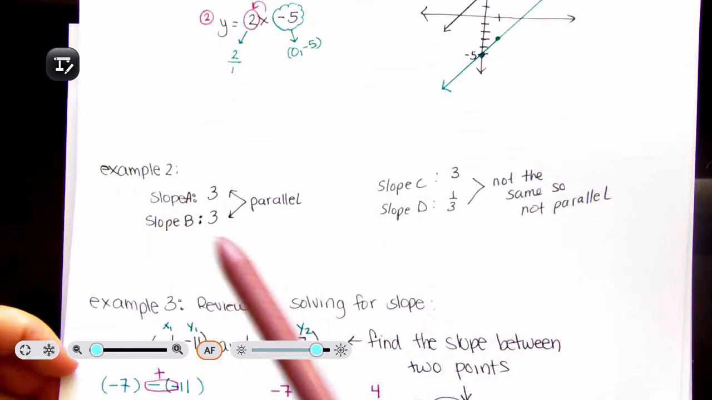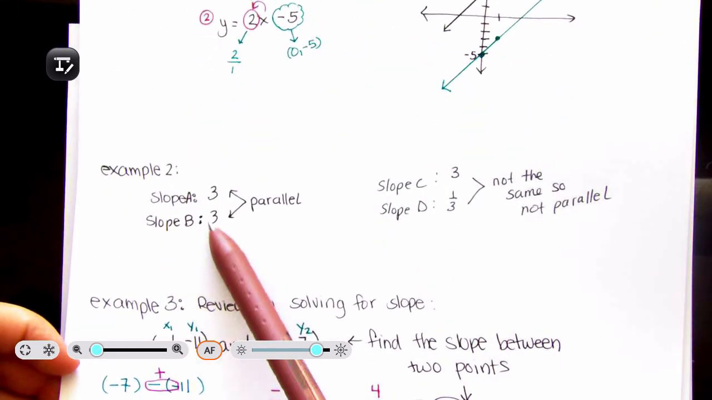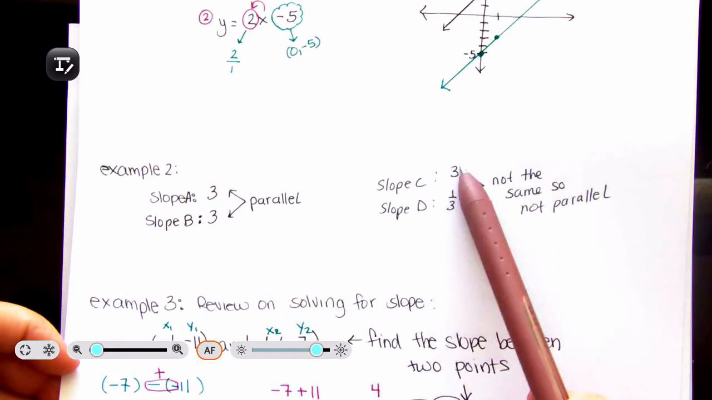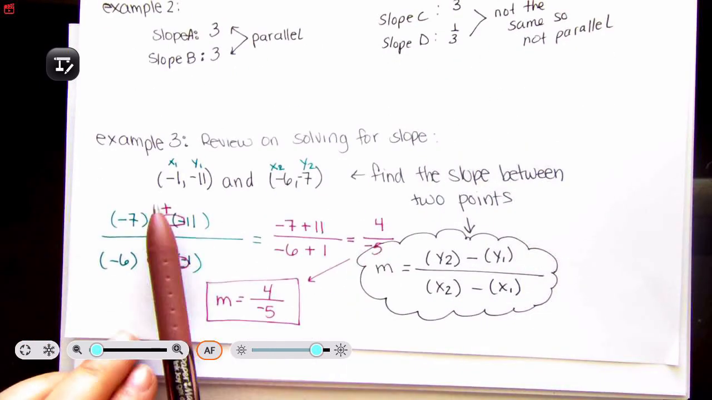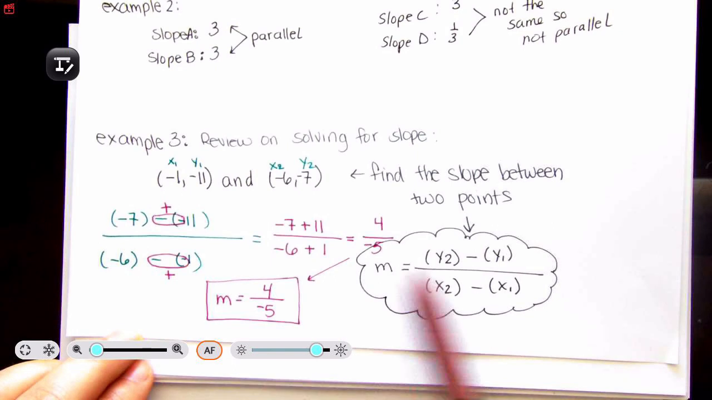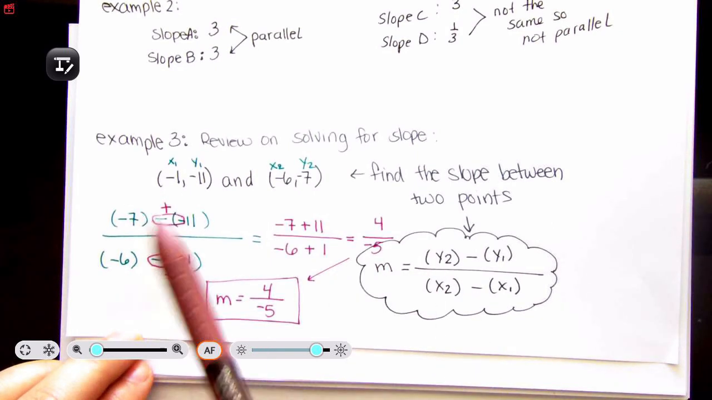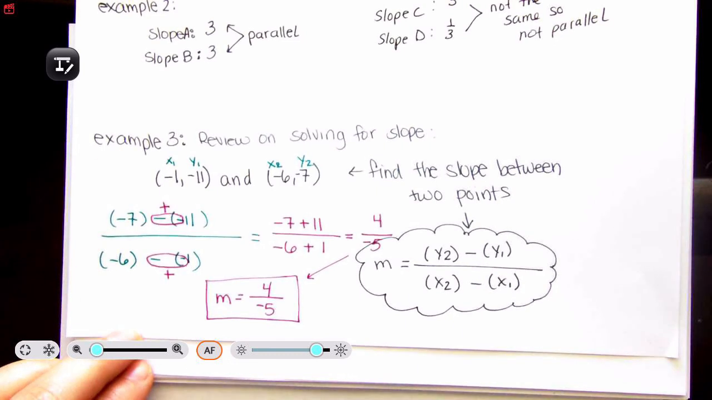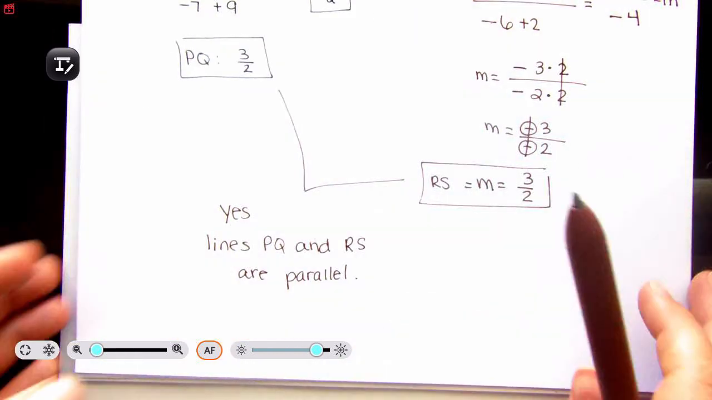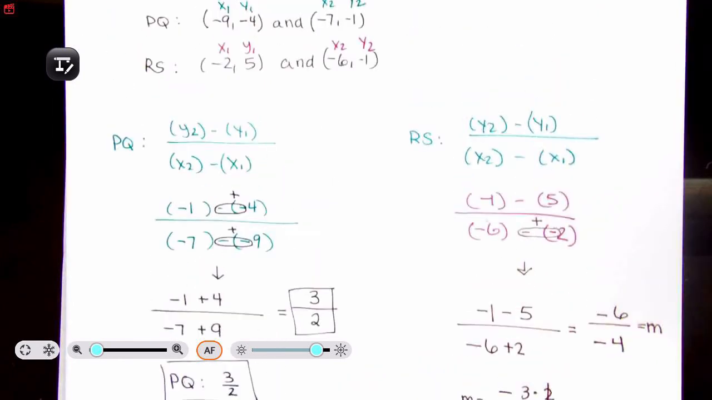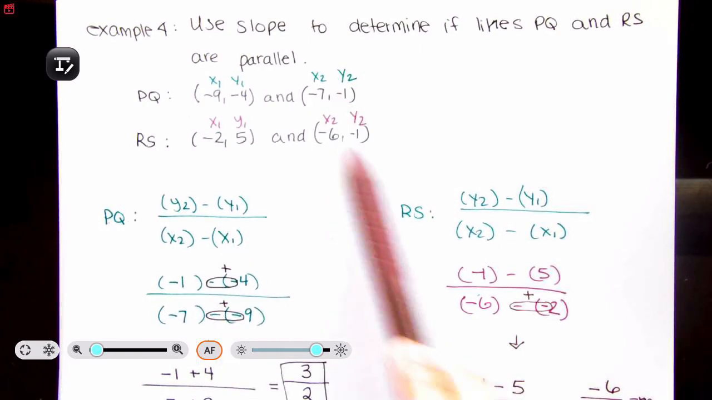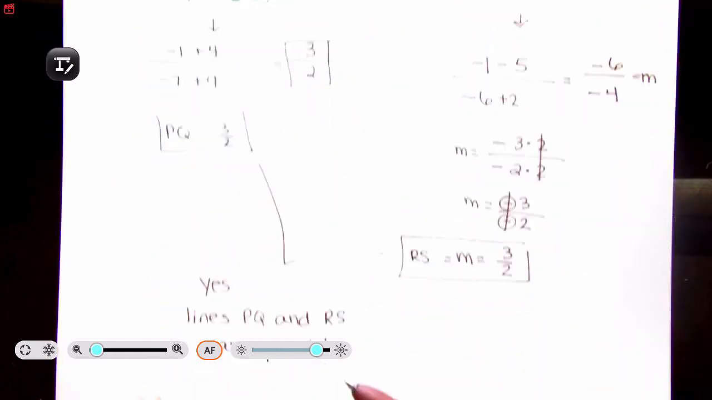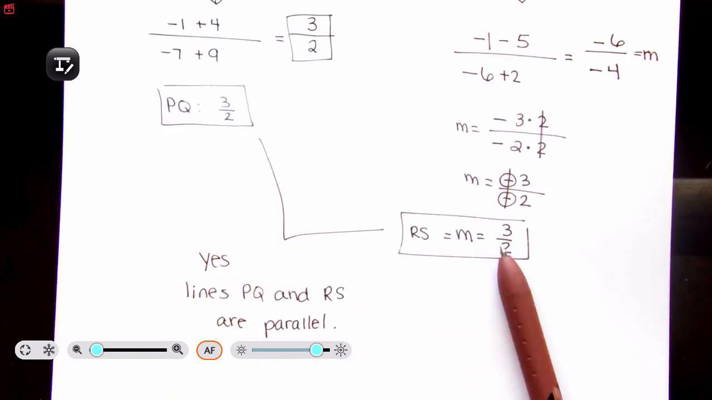For example, if you have a slope of line A and a slope of line B that are exactly the same, that means they are parallel. If they are not exactly the same, that means they are not parallel. We used the slope formula for example number 3. In order to do example number 4, we had to use the slope formula twice. So when they're asking you to determine if two lines are parallel, find the slope of one, find the slope of the other, reduce and simplify, and then tell me if they match or if they don't match. If they do match, yes, they are parallel. If they don't match, they are not parallel.